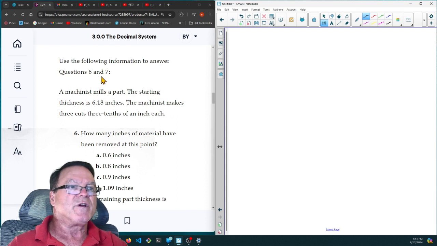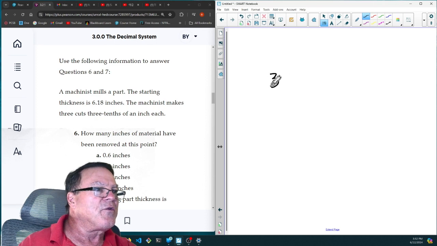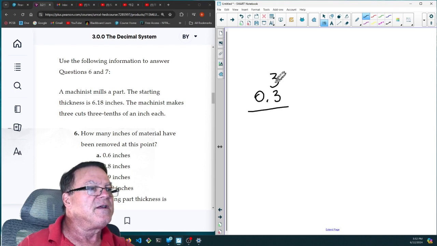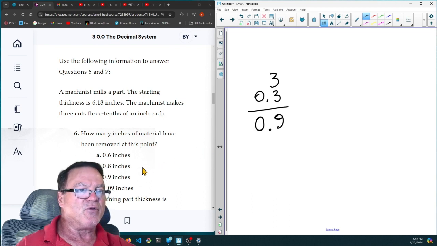Use the following information to answer questions 6 and 7. A machinist mills a part. The starting thickness is 6.18 inches. The machinist makes 3 cuts, 3/10 of an inch each. How many inches of material have been removed at this point? So we're making 3 cuts, 3/10 of an inch, 0.3 inches. So how much material has been removed? 3 times 3 is 9. And then we count how many decimal places we have. 1. So we'll put the decimal point to the left of the 9. Our answer is 0.9 inches have been removed. C. 0.9 inches of material has been removed.